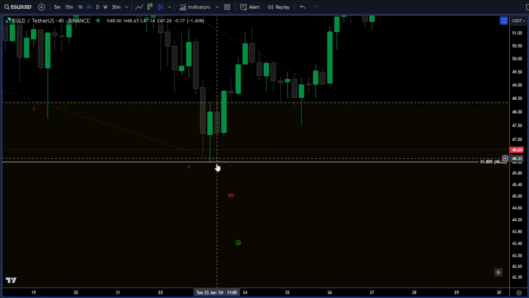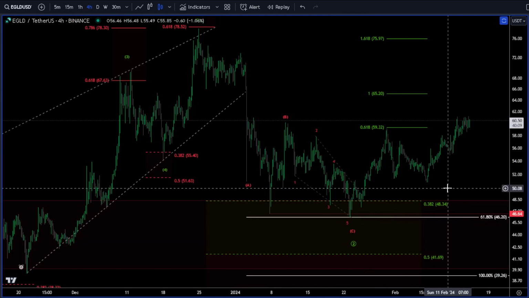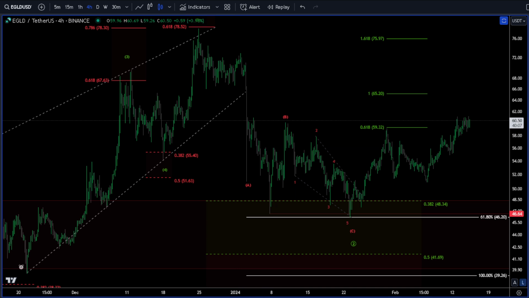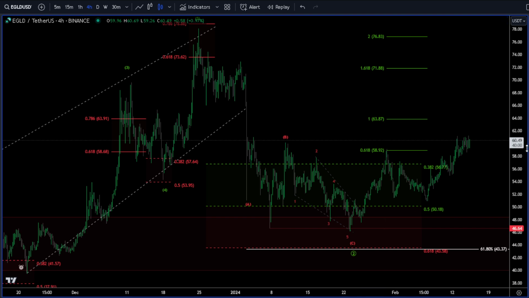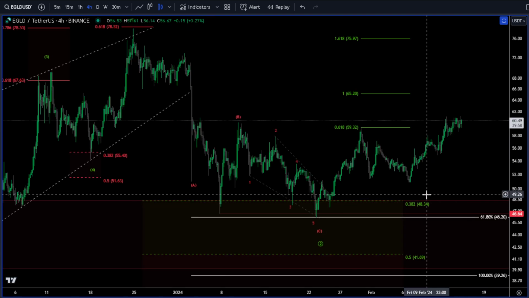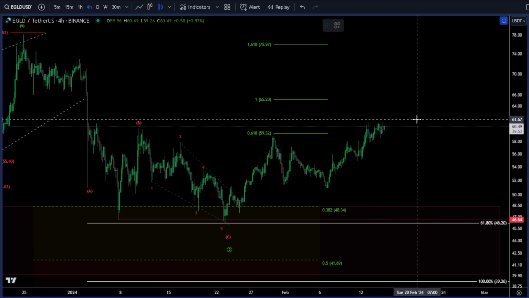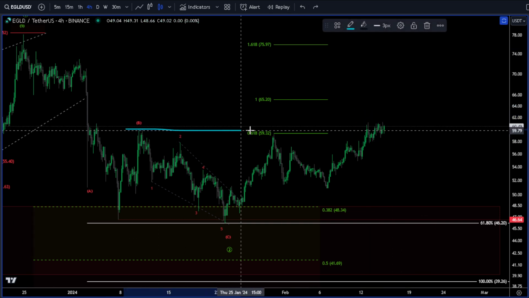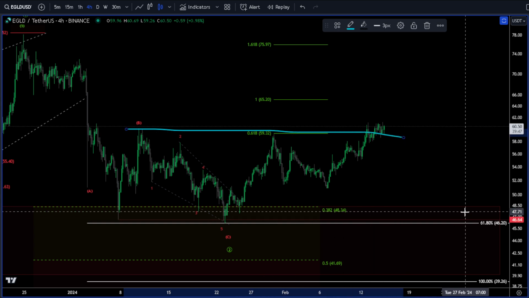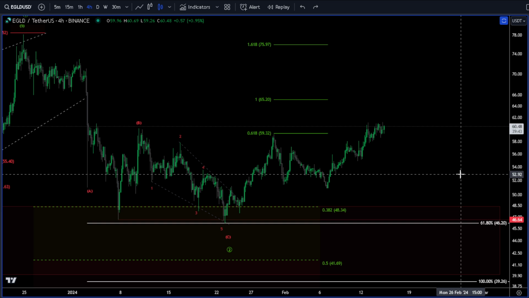You can see we just ticked the 618 extension, sorry. So from the move from the high to the low, we ticked through the 382 retracement, and that's between the 50 and the 618 on linear scale. Now I'm bringing this one to attention because we are consolidating sideways at a pretty significant area. So we have to consider the fact that this is potentially bullish.